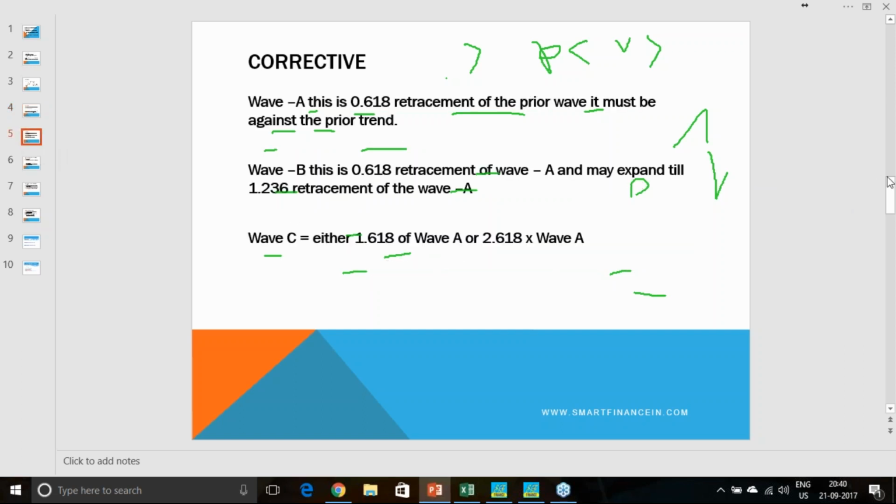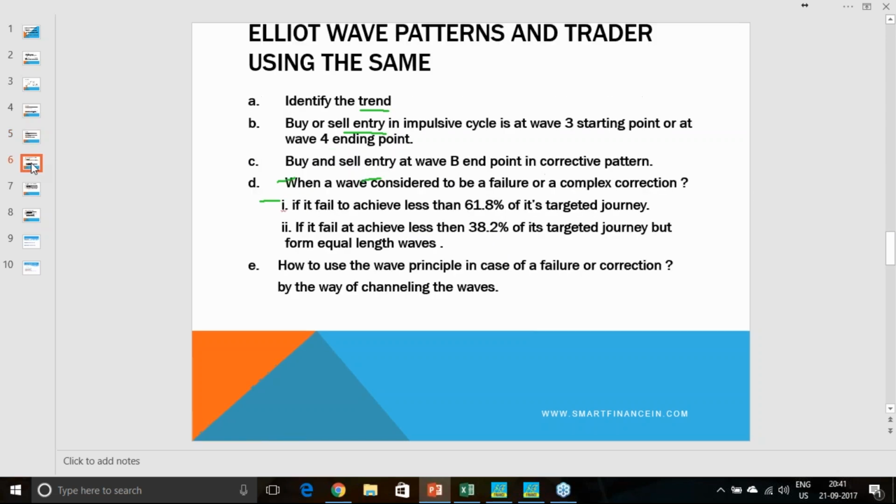Same way, the corrective wave pattern. I will show you in an Excel sheet. Corrective wave pattern: wave A, B and C. Wave A has a Fibonacci ratio of 0.618 of the prior swing, and it must be against the prior trend. That is also one of the rules. Wave B is a 0.618 retracement of wave A, and it has an extension till 1.236. Wave C is either 1.618 of wave A or 2.618 of wave A. This is what the wave definition is. This is how the wave is being plotted.